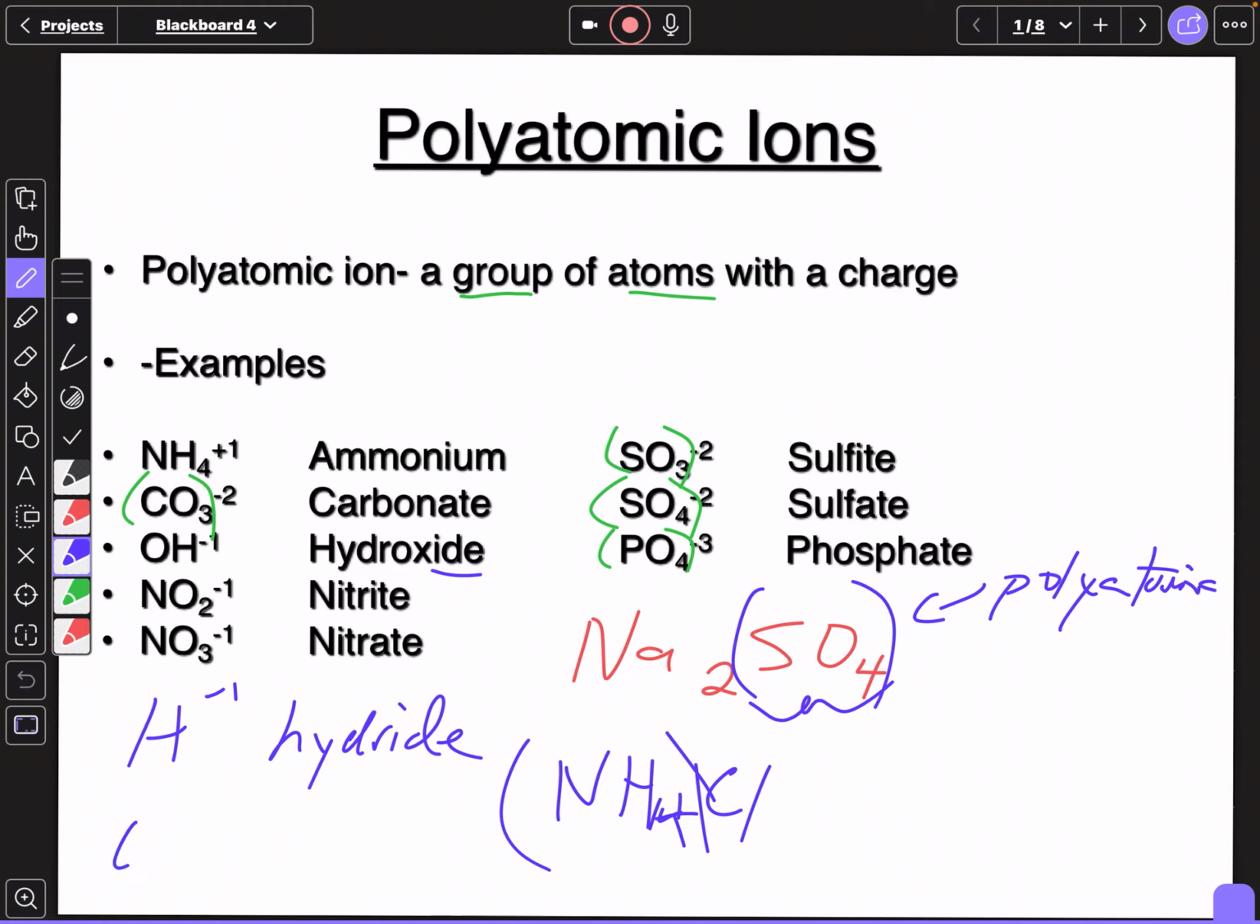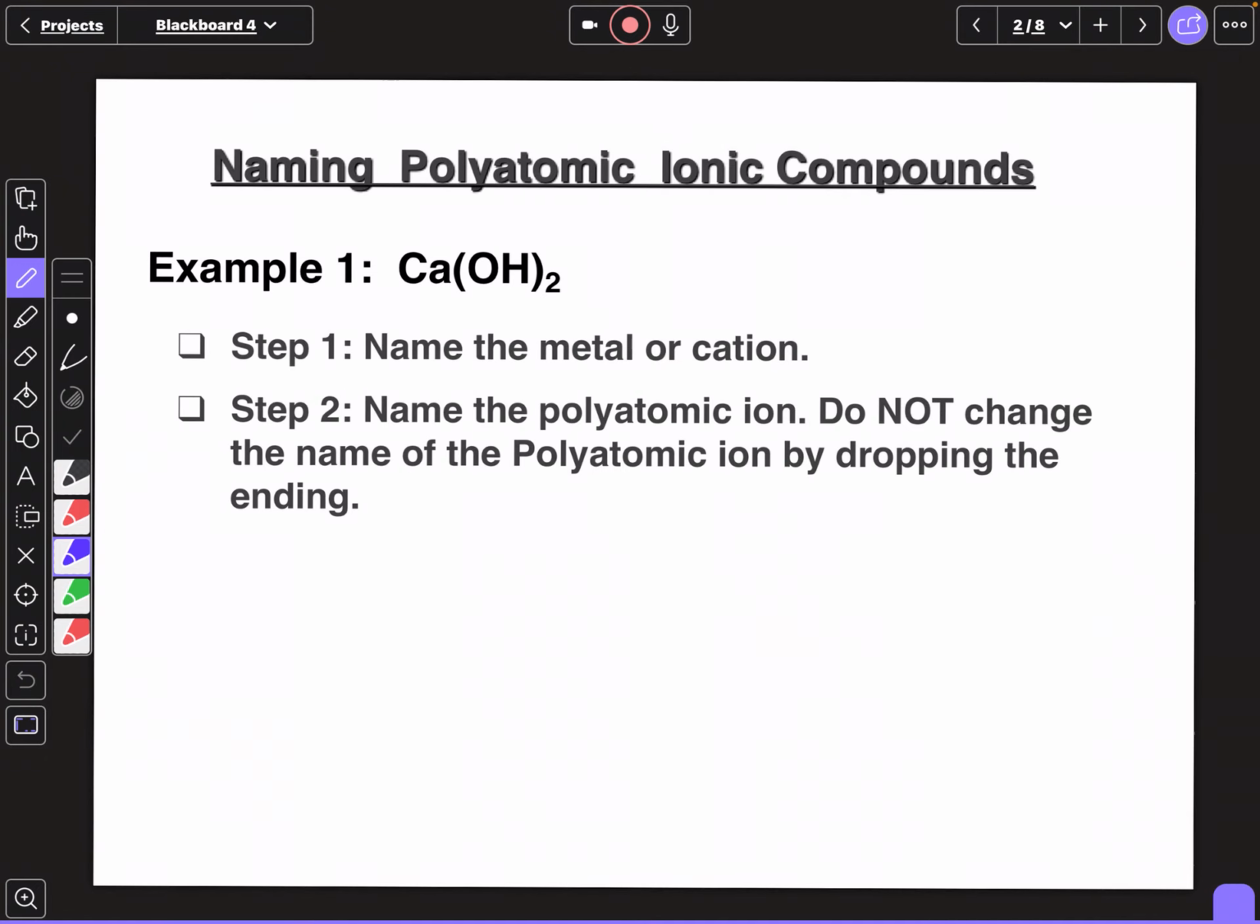That's different from OH minus 1, which is hydroxide. So don't get those two confused. All right, so if we look at our first example, we're going to look at naming polyatomic ionic compounds, ones that are made up of 3 elements, and in some examples it might be 4 if it's 2 polyatomic ions bonded together.